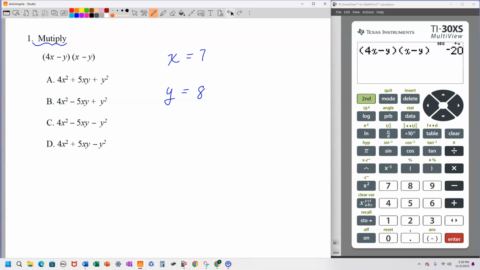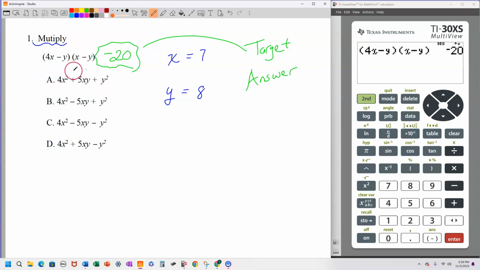I'll just put negative 20. So when I plug in 7 for X here and here and 8 for Y here and here, if you did it actually by hand, you get out a negative 20. This is my target answer. Now let's go through the same thing. You're going to see now that B is still going to be the answer.